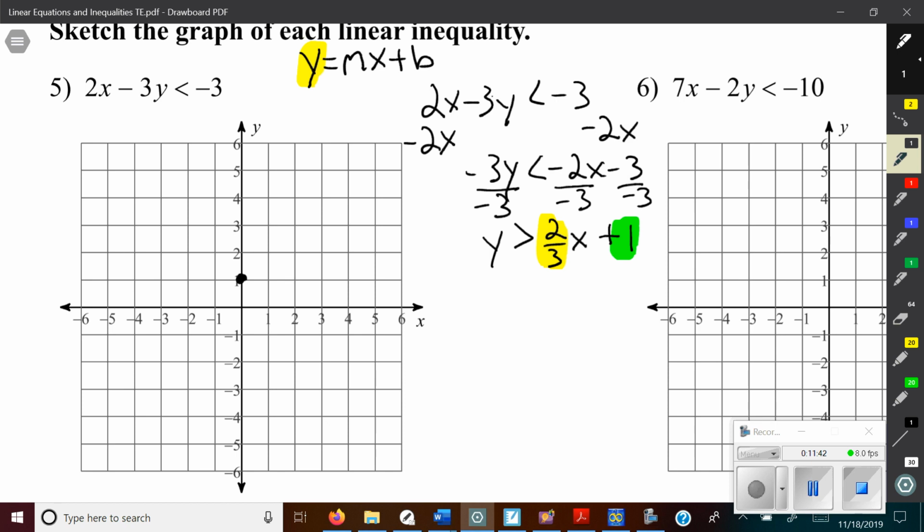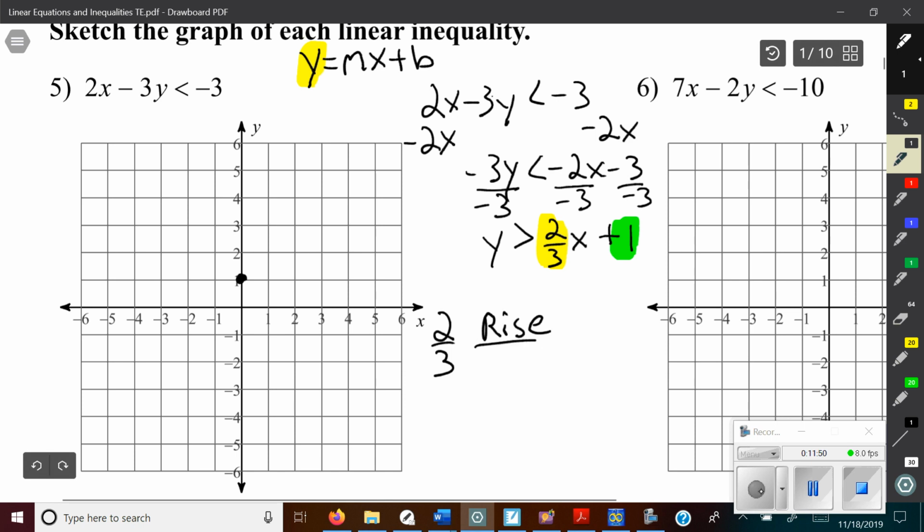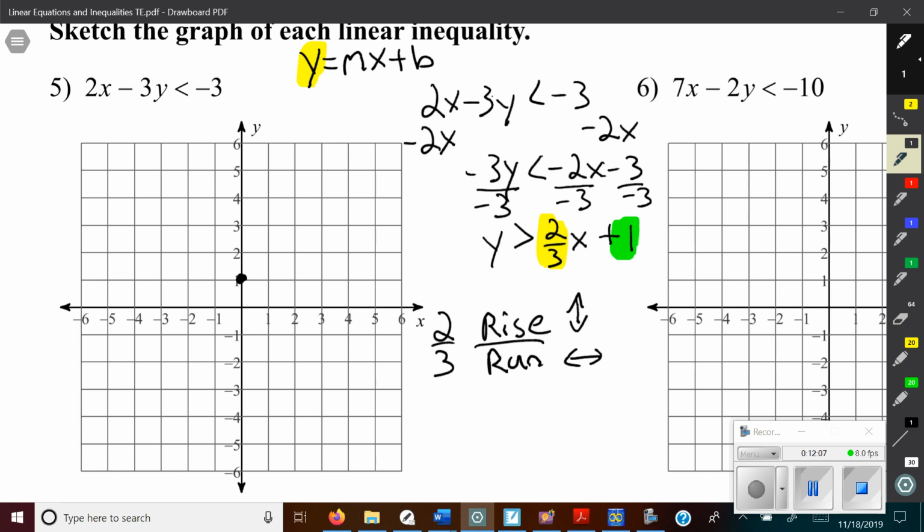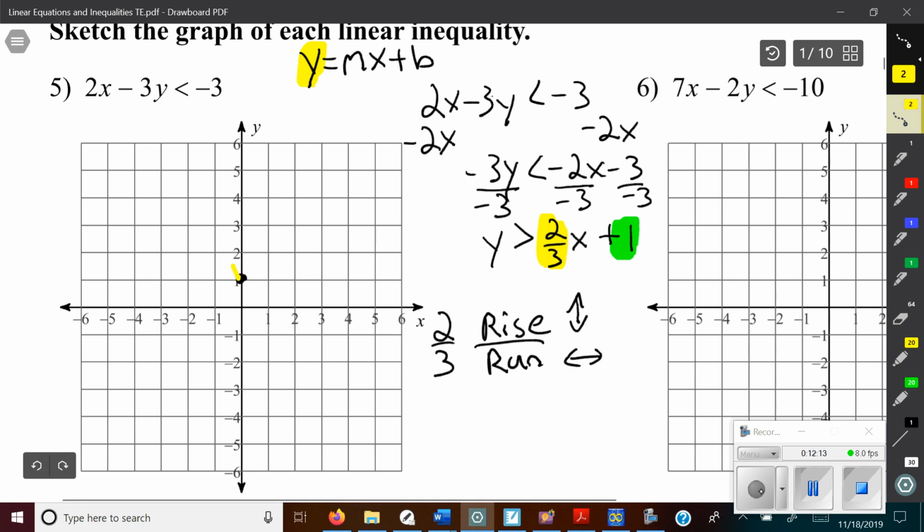And then with slope, what you want to do, and our slope is 2 over 3, we want to do rise over run. Okay, and if it's positive, go up, negative, go down for the rise. And then the run is positive to the right and negative to the left. So I'm going to rise 2. So I'm going up 2. But then I'm going to run to the right 3. And that's going to put my other point there.